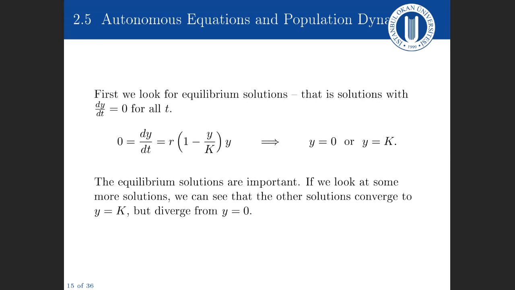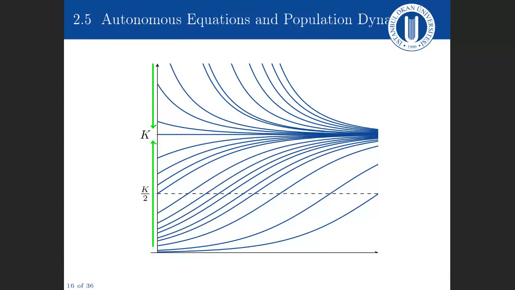These equilibrium solutions are important. I'm going to show you some solutions to the logistic equation, and you see that all of the other solutions either converge to one of the equilibrium solutions or they diverge from the other one. Each of these curves is a solution to the logistic equation. You see they converge towards y equal to k, and the bottom ones at least diverge from y equal to 0.